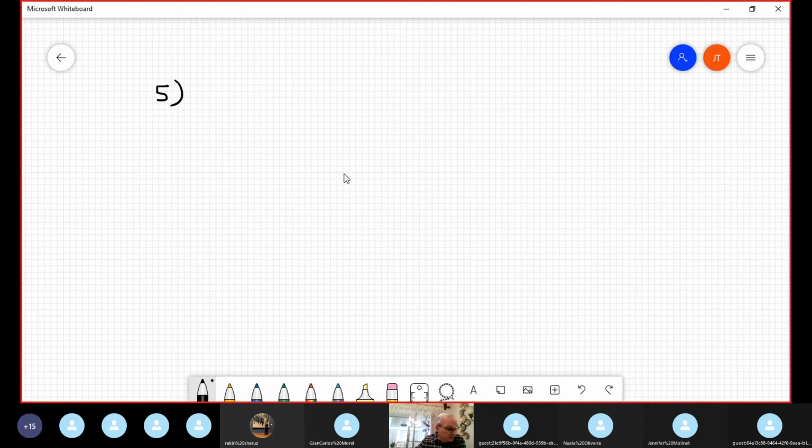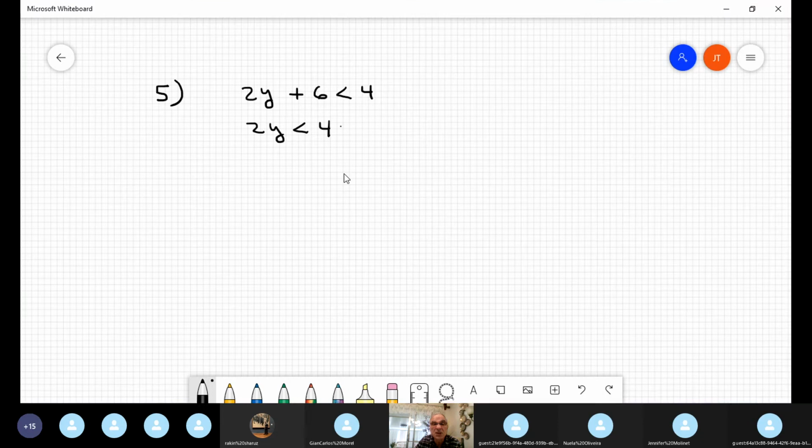Okay, number 5. Number 5 is solving. This is different, it's not too easy. You need to manipulate the inequality a little bit. You solve for y and then graph and express in interval notation. Let's do it. So 2y is less than 4 minus 6.